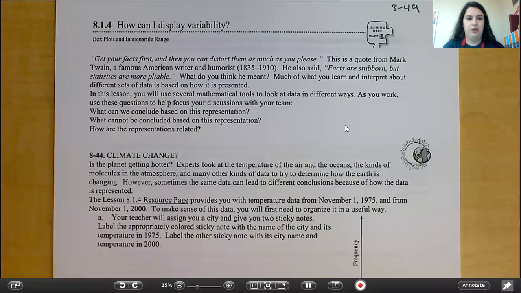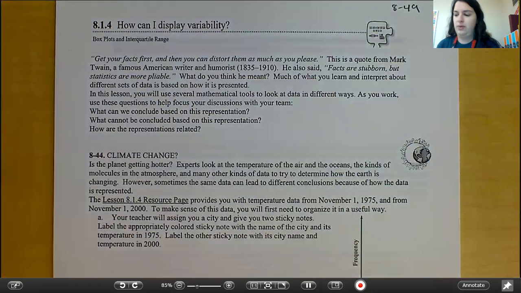Hi everyone, I'm here with your 8.1.4 lesson, How Can I Display Variability? Box plots and interquartile range.